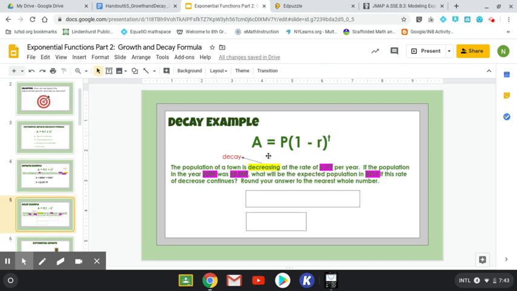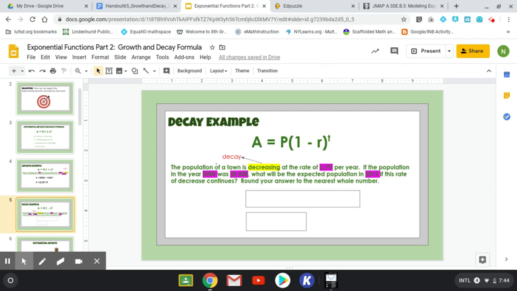Okay, let's look at a decay problem. In this case, the word that indicates it's a decay problem is the word decreasing, because decay means to break down or to get smaller. So we are going to use the minus sign this time. I highlighted the information again, but if you see, I highlighted an extra piece of information. We still have our rate, 2.5%. We have our initial amount.